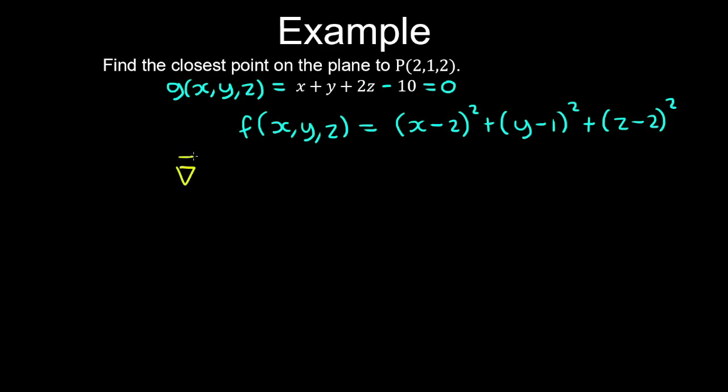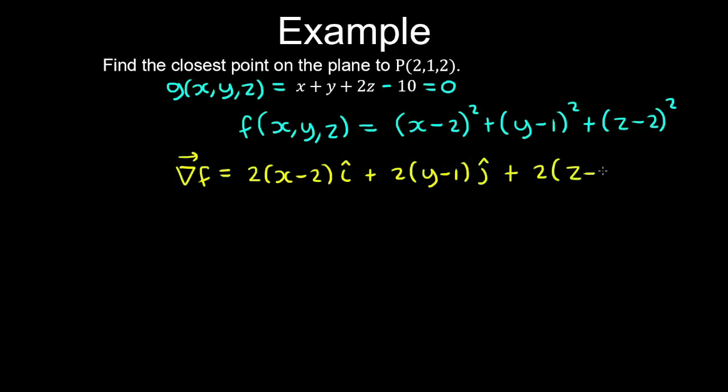So taking the gradient of f, we get 2 by x minus 2 in the i direction, plus 2 by y minus 1 in the j direction, plus 2 by z minus 2 in the k direction. And the gradient of g is 1 in the i direction, plus 1 in the j direction, plus 2 in the k direction.